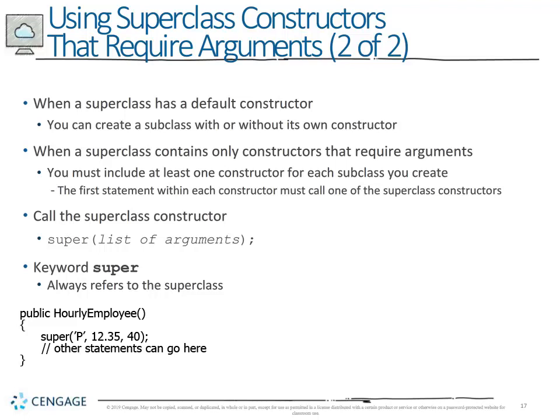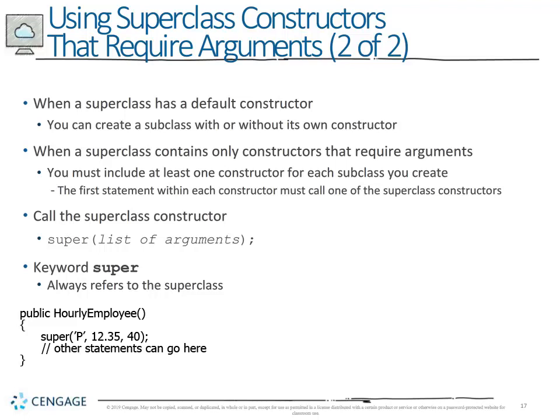In other words, when a superclass requires constructor arguments upon object instantiation, even if you have no other reason to create a subclass constructor, you must write the subclass constructor so it can call one of the constructors of the superclass. The format of the statement that calls a superclass constructor from the subclass constructor is super, then you pass in a list of arguments. The keyword super always refers to the superclass of the class in which you use it.